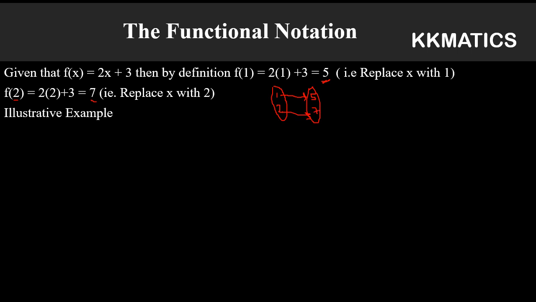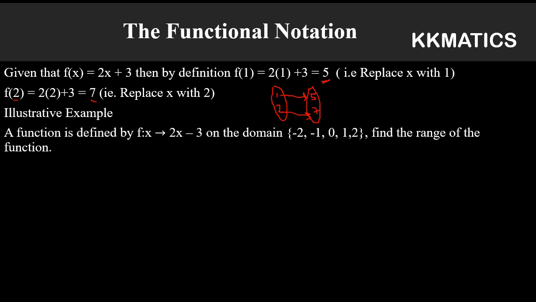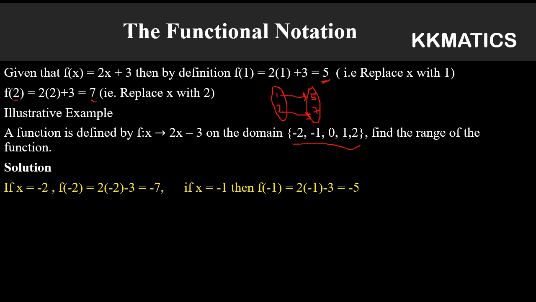Right? Great. Now let's consider an illustrative example here. Make use of this information we have. A function is defined by f mapping from x to 2x minus 3 on the domain. So this is the domain that we've been given, as you can see on your screen, and we're told to find the range of the function. So to find the range of the function, first of all, we have to define the function, and in defining the function, this is what we get.